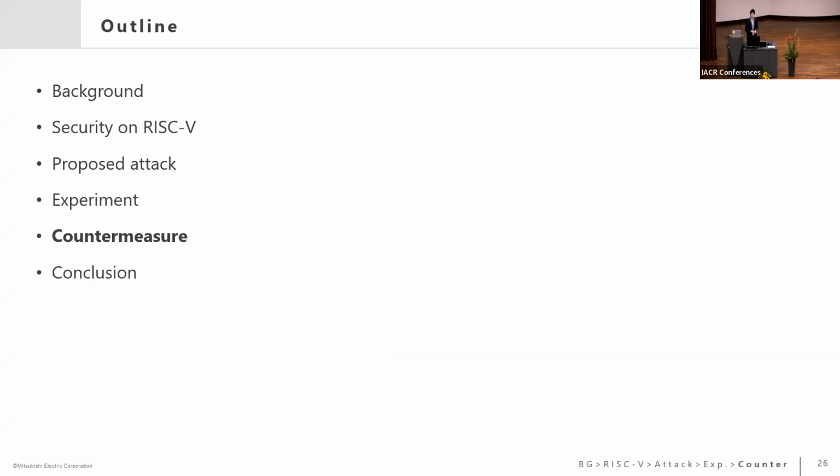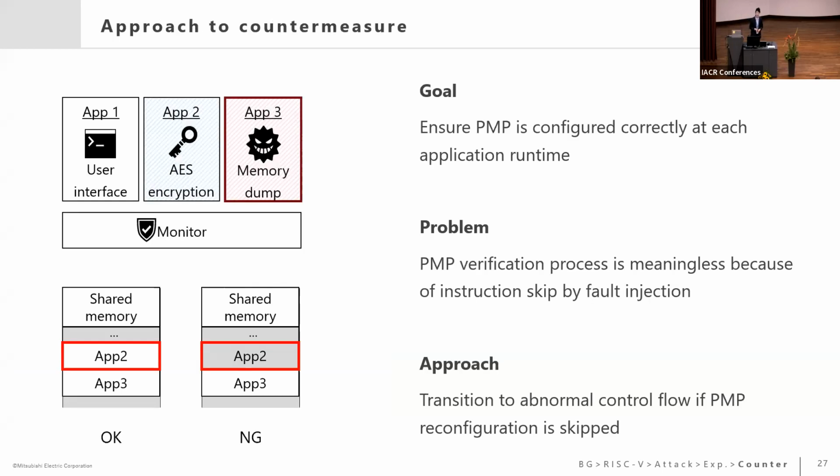The last topic is the countermeasure. Our goal of the countermeasure is to ensure the PMP is configured correctly at each application runtime like this. Inserting a PMP verification process is a naive idea, but it's meaningless, because such a verification process can be skipped by the fault injection. So we aimed for an approach where the program flow transitions to an abnormal state if the PMP reconfiguration is skipped. But how to do that?